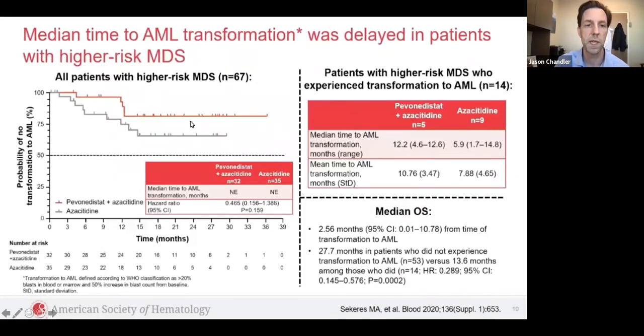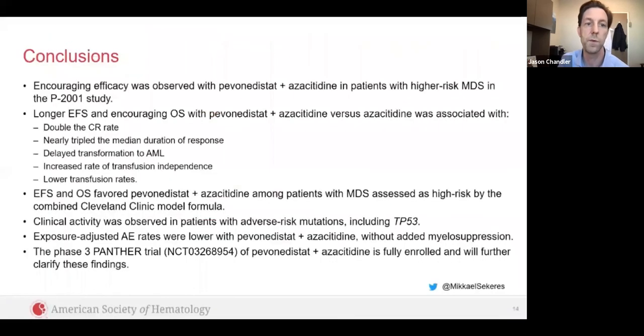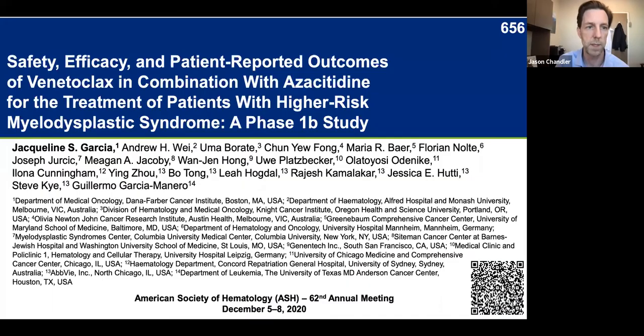And they were less likely to progress to AML. So basically, it worked for all the markers. It reduced their blast percentage, put them in remission. They didn't progress as often. So this is a pretty good combination of drugs that helped survival and event-free survival. It's an encouraging drug, Pevonedistat, to be given with AZA, not approved yet. And right now, there's an ongoing phase 3 PANTHER study that will look at it. And hopefully, if it is positive, then it will maybe get approved.